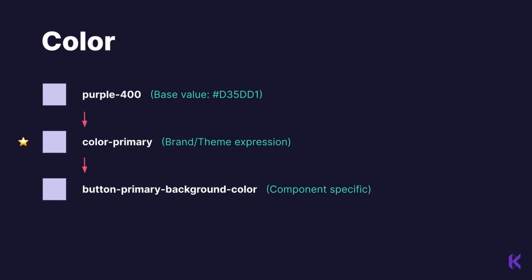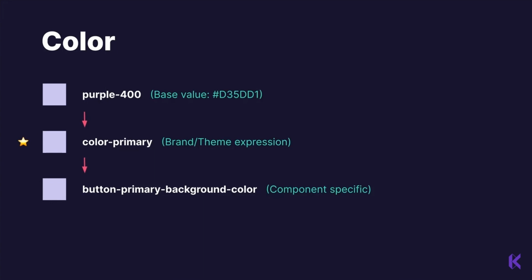On the left hand side at the top we've got purple 400. So let's say we've done a numeric scale for our purple palette, all the way from 100 to say 1000, etc. And purple 400 is there as one of our color tokens, and it holds a base value, a hard-coded hex value that you can see there. And then that actual token can feed into the color primary, which is our brand theme expression token. So we've got a base level token feeding into our color primary, our brand and theme expression token.